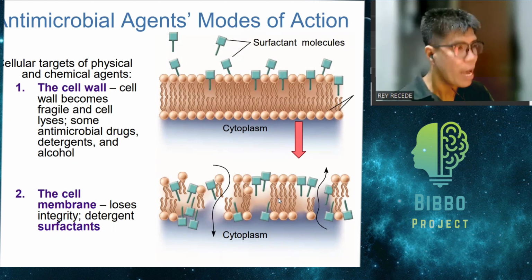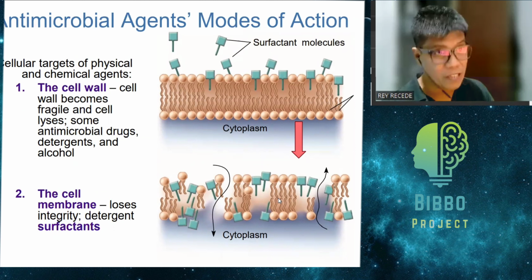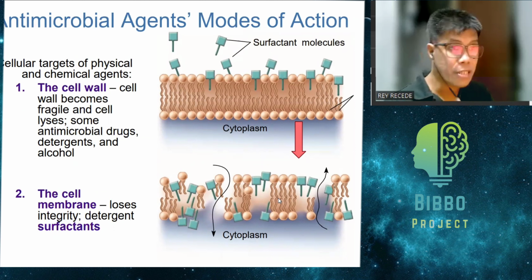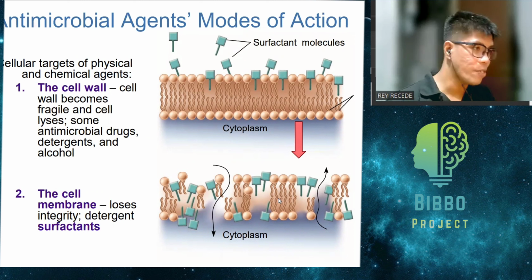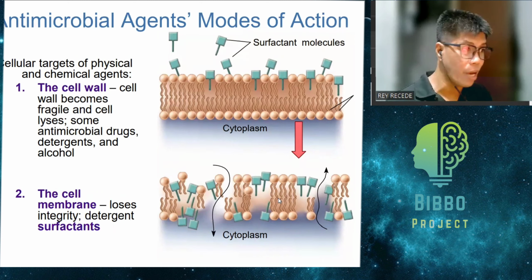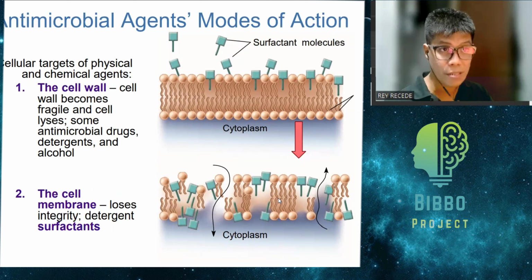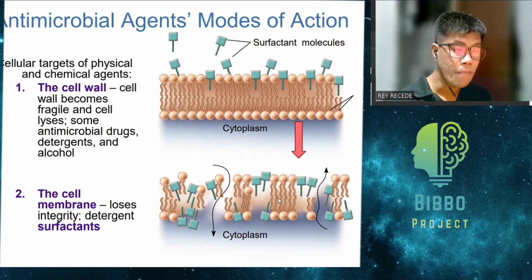Antimicrobial agents' modes of action. It depends on first the kind of bacteria and second the structure of the microorganism that they're trying to destroy. For instance, cellular targets of physical and chemical agents are, number one, the cell wall, the protective covering of the cell. Particularly, we know that it's not only present in plants, but also in fungi and in bacteria as well.